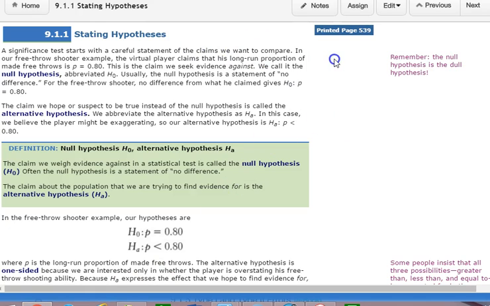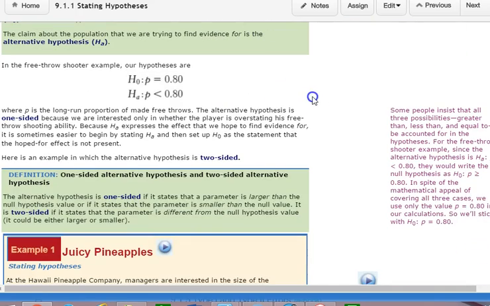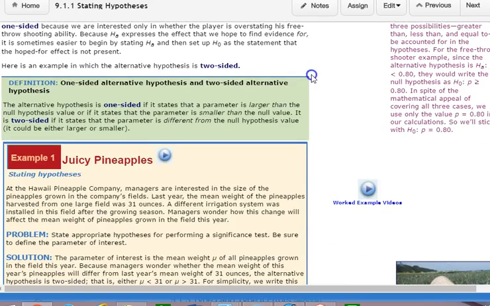Okay, so this is important to read in section 9.1 about stating hypotheses. This summarizes what I just talked about with the null and the alternate hypothesis. But there's another type, and this is known as a one-sided test, because all we're interested in is if P is less than 0.8. We don't care if P is greater than 0.8, because if she got more than 0.8, then I'm not worried about that. I'm just wondering if she's exaggerating, if her free throws are really less than 0.8. This is known as a one-sided test.